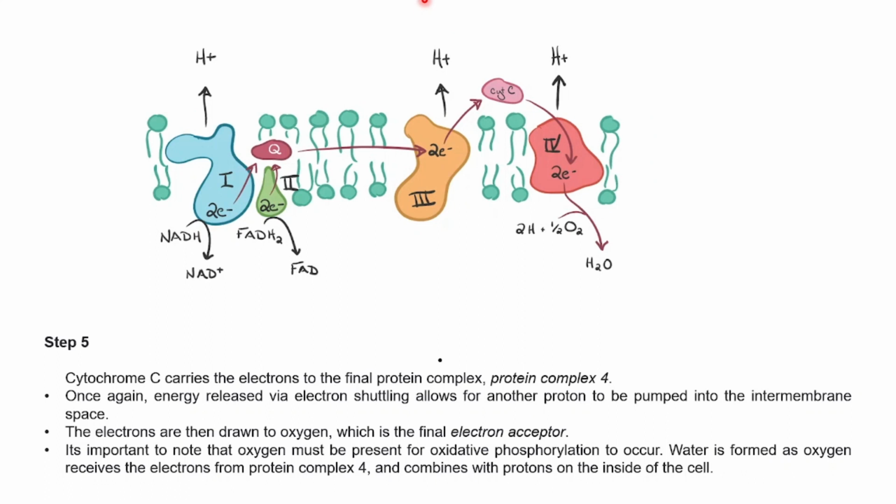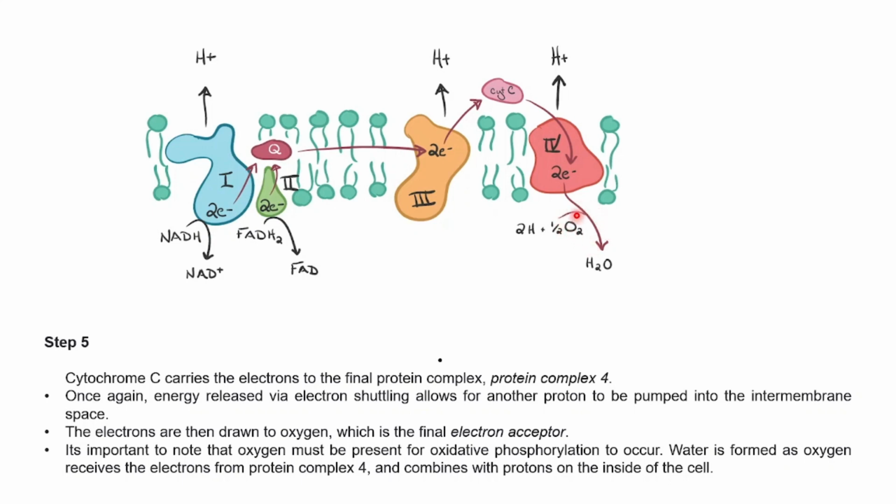And then comes the next step. Cytochrome C has already received the electrons, so it will carry the electrons to the final protein complex, protein complex 4. Once again the energy released via the electron shuttling allows another proton to be pumped into the intermembrane space, as you can see from here. These electrons are then drawn to oxygen, which is the terminal, final electron receptor, as we talked about previously. So oxygen is the final electron receptor.